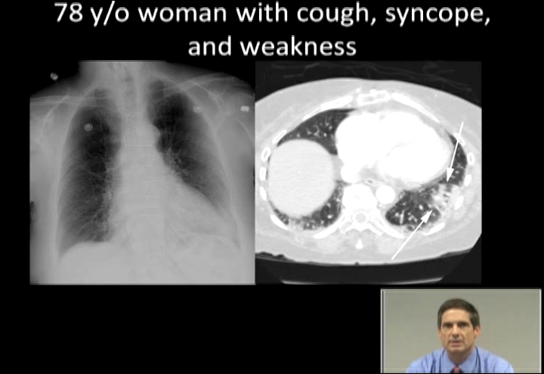So here's a composite picture of the chest x-ray, and again, it's very hard to see that pneumonia, even in retrospect, even knowing exactly where it is on the chest x-ray, whereas you can see it pretty clearly on the CT study.